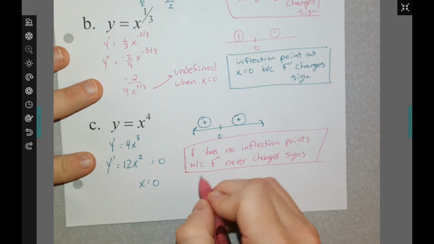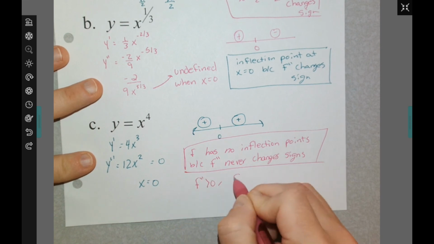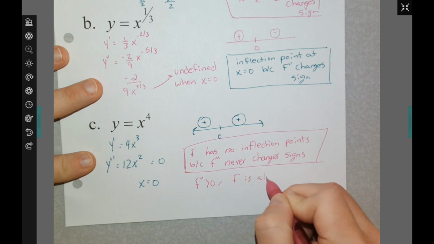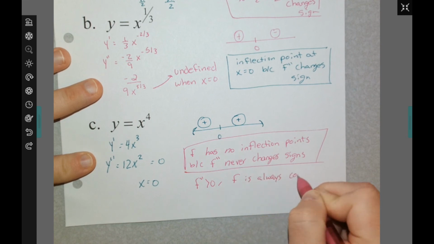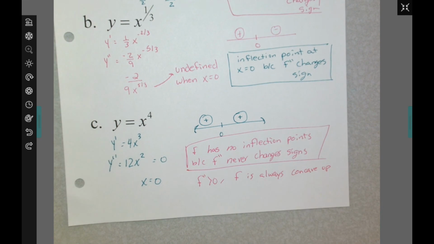And in fact, we can do one better, and we can say that since the second derivative is always positive, f is always concave up. All right, so that is the first part of 4.3, part 3.